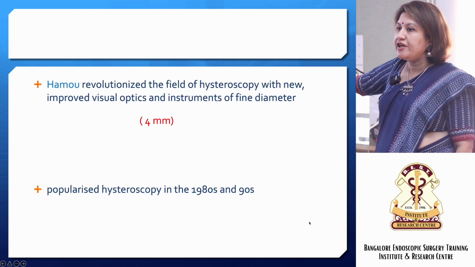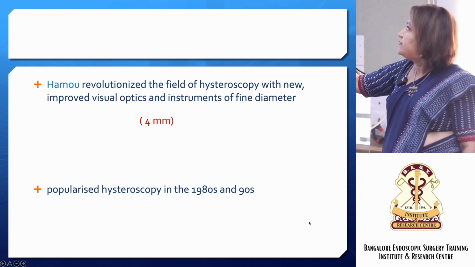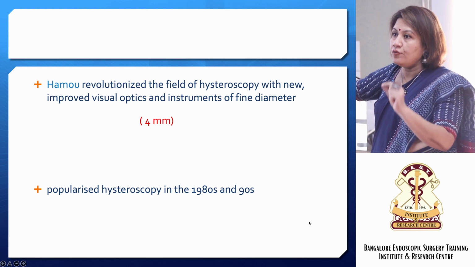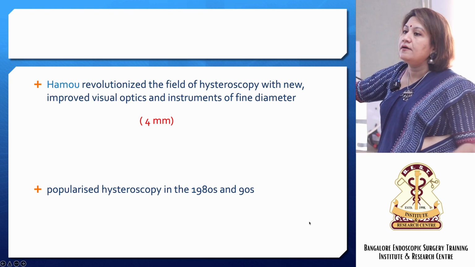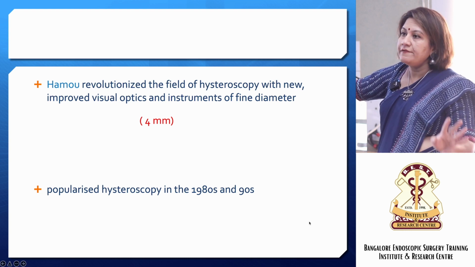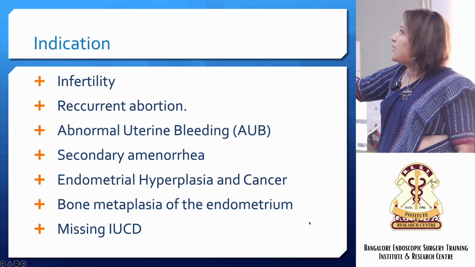But what really changed, and most of the current hysteroscope is due to Hamou, who revolutionized hysteroscopy. The 4 mm telescope that we use as of now was initially introduced by him, and we are all familiar with the indications of whenever we want to do hysteroscopy. The list goes like this.